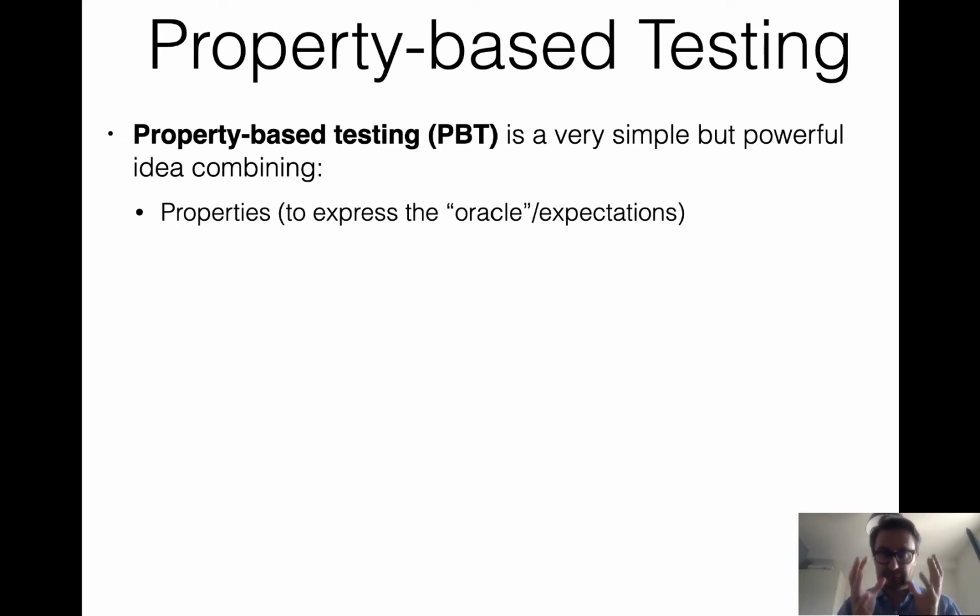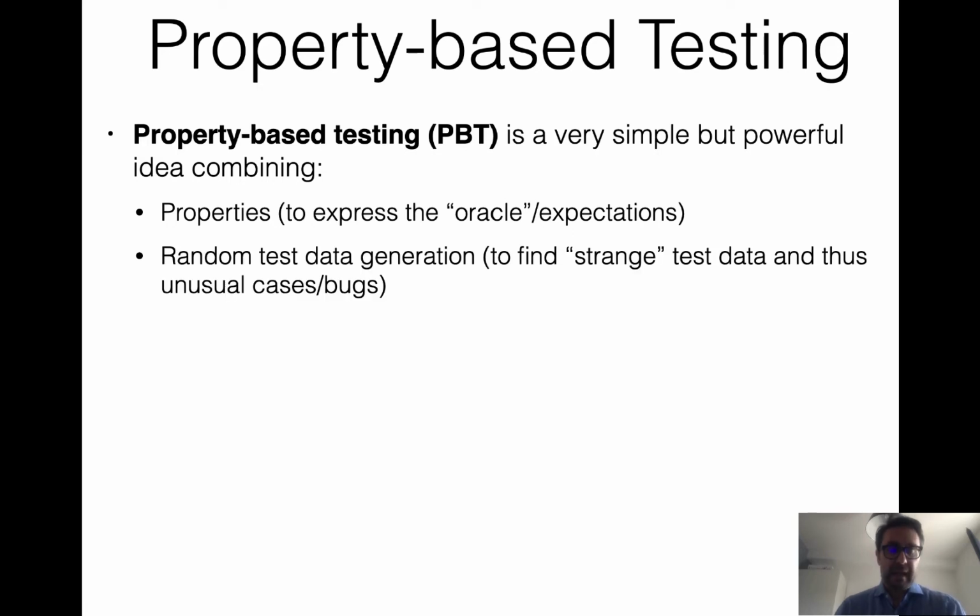So property-based testing is a very simple but powerful idea, and it combines properties, and this is the key thing. These are pieces of code, often small, that express the oracle, what should happen when we have data of a certain type, form, and shape. Then of course, in order to run these properties against the software, you need test data. In principle, you could get it from anywhere. You could take actual test data. You could look at your manually created test suite and use that data again.